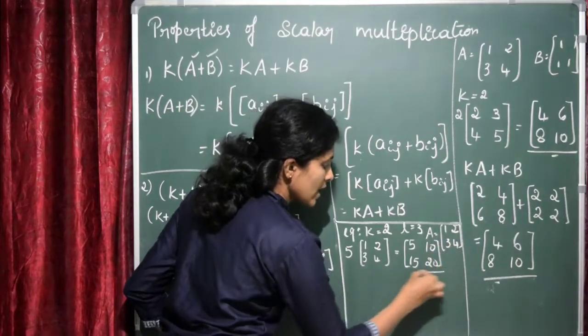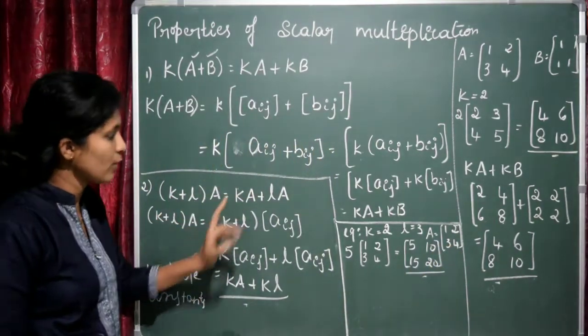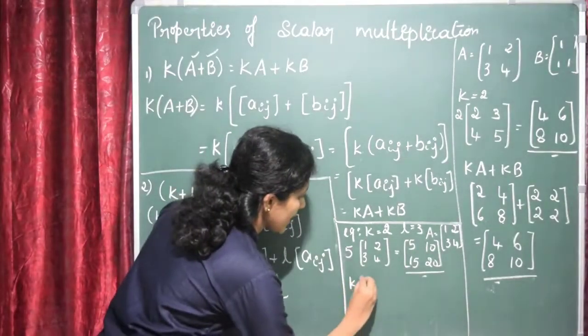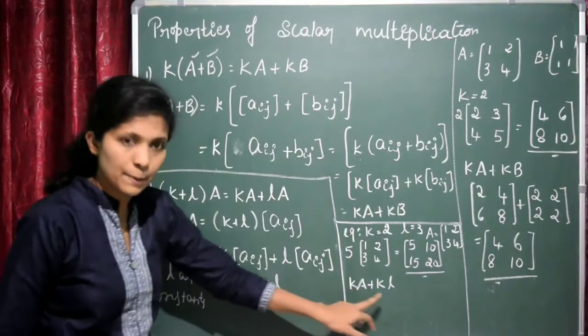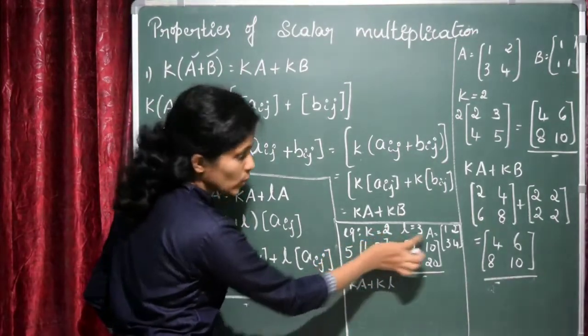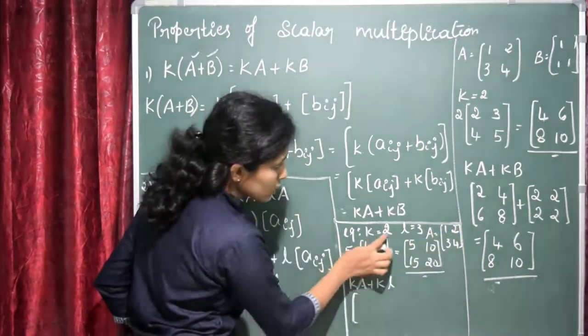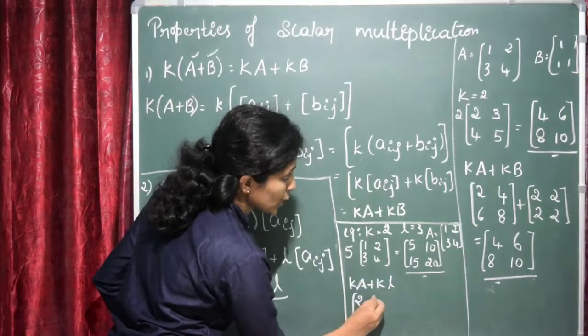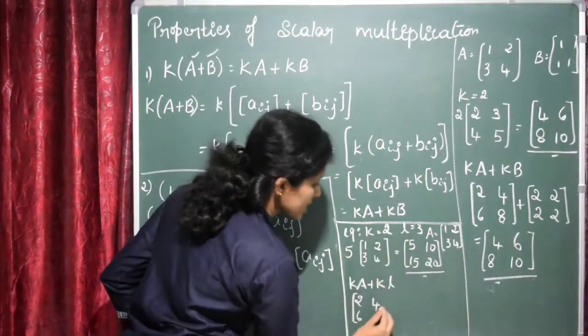So this is the left hand side. Right? We have found the K plus L into A. Now we will find Ka plus La. So K into A. K is 2 into A. We'll multiply K into A. This is 1, 2, 3, 4. 2 into 1 is 2. 2 into 2 is 4. 2 into 3 is 6. 2 into 4 is 8.